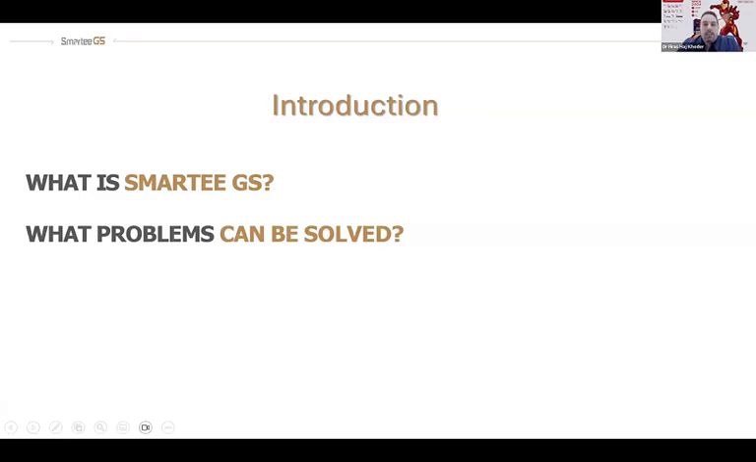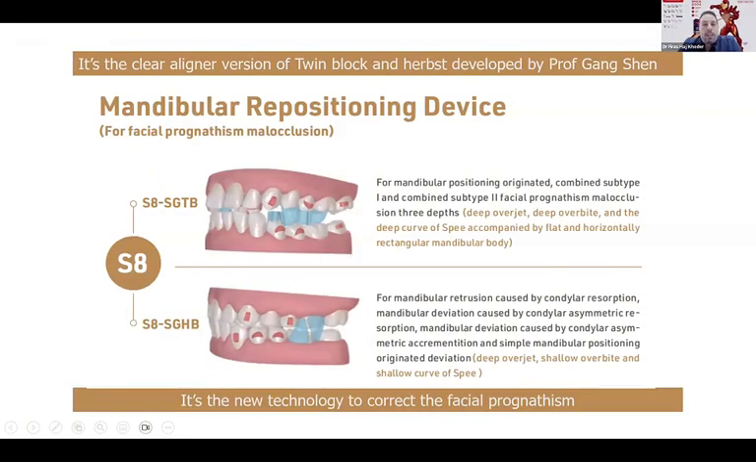So, what's Smartee GS, and what problems can be solved with this amazing appliance? First of all, Smartee GS is an appliance which has been developed by Professor Shingan. It's basically using the technique of repositioning the mandible into a more favorable position, which can give us better aesthetics and function in the occlusion. So it's a clear aligner version of the twin block and Herbst developed by Professor Shingan.